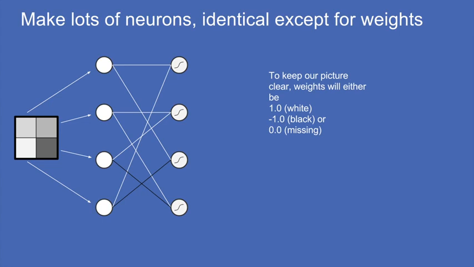Now to keep our picture clear, we'll assume for now that the weights are either +1, white lines, -1, black lines, or 0, in which case they're missing entirely. But in actuality, all of these neurons that we created are each attached to all of the input neurons, and they all have some weight between -1 and +1.